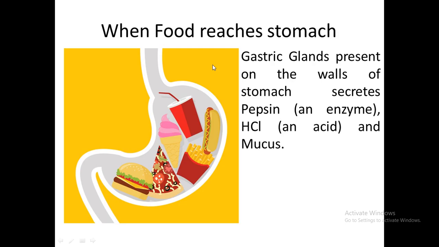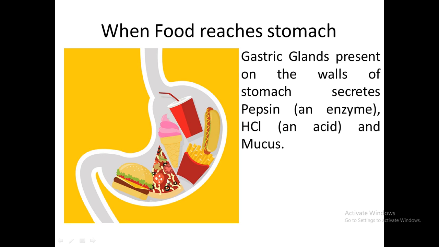Then the food from this esophagus reaches our stomach. Here you can see different foods in the picture. Foods have reached the stomach. So the food will ultimately reach the stomach. When the food reaches the stomach, there are glands present on the walls of the stomach.